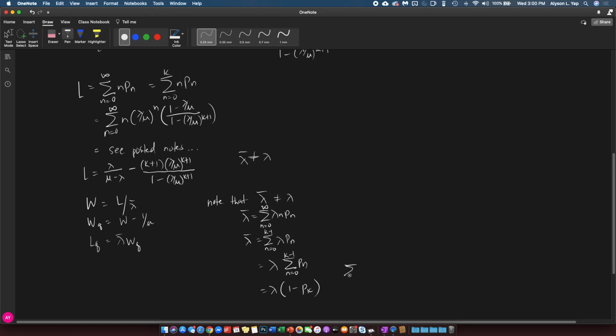Why? Because remember, the summation from n equals 0 to k of p sub n is equal to 1. Therefore, the summation from n equals 0 to k minus 1 of p n plus p sub k equals 1. Therefore, transposing to the right, we get this. And once we have our lambda bar equal to this, you can get your W. Once you get your W, you can get your WQ using this definition. And then finally, once you have your WQ, you can again use your lambda bar to get LQ.